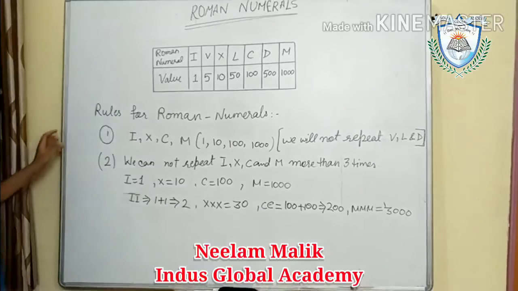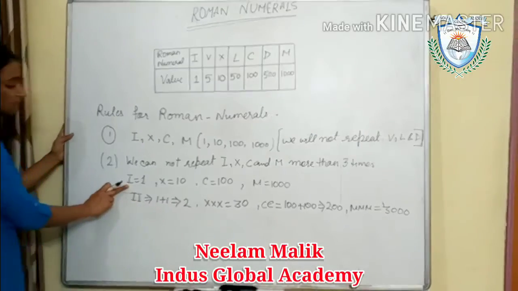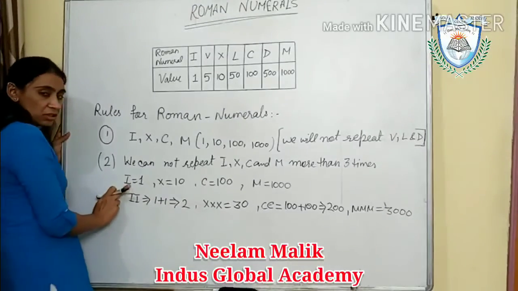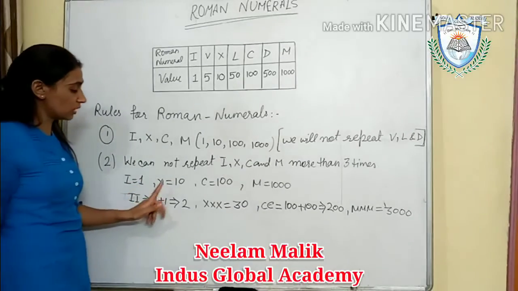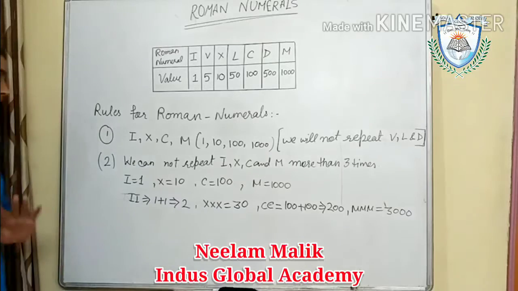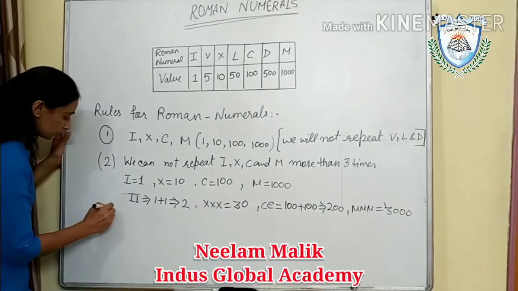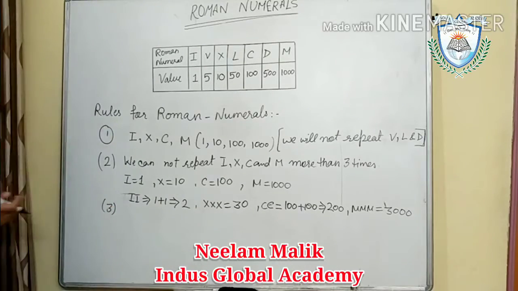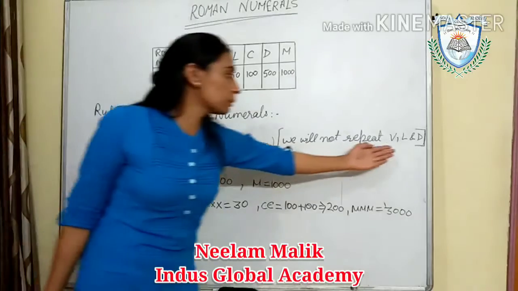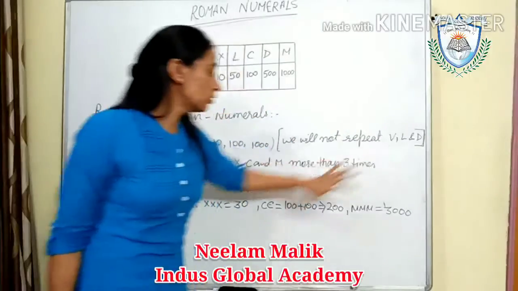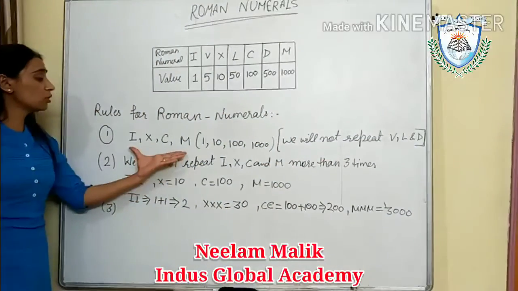Okay. 3 times. So when you write this 2 times, that will be 2. 3 times 3. Okay. And if you write this 2 times, that means 20. 3 times it will be 30. Okay. So the third rule is, you know that we will not repeat these letters. We will repeat only these 4.